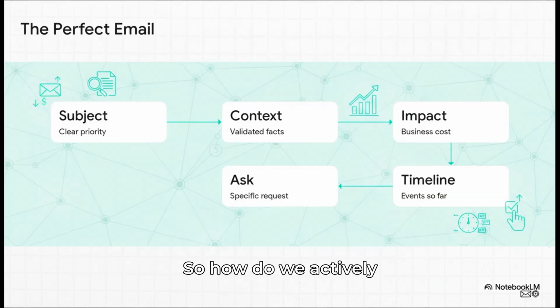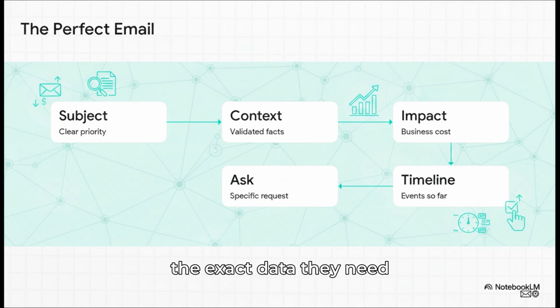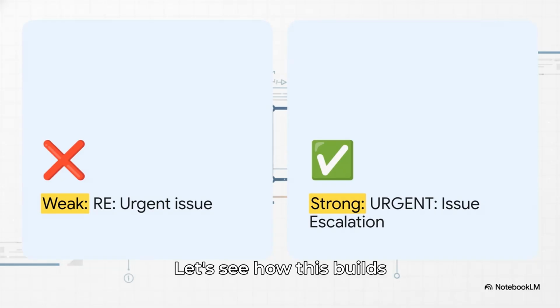So how do we actively preserve all that context? Well, we use a structured algorithm. The absolute perfect escalation email has a 5-part anatomy. You need a strong subject, clear context, the business impact, a chronological timeline, and a highly specific ask. If you follow this exact framework, you're giving senior engineers and third-party vendors the exact data they need right when they need it, in a format they can actually use. Let's see how this builds, starting right at the top with the subject line.